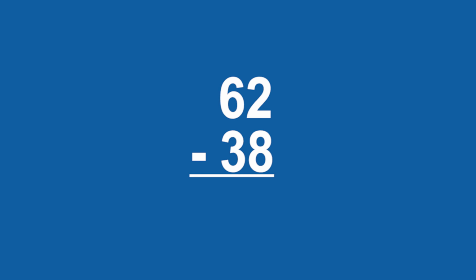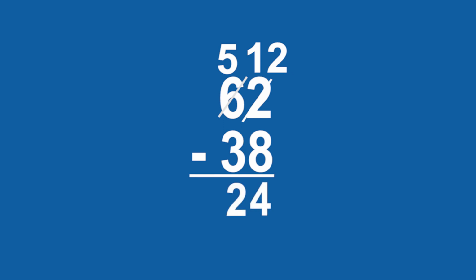To borrow from the 6, I'm going to cross out my 6 and make it a 5. And then add the 10 that I took to the top of the ones column. 10 plus 2 equals 12. This is my new number that I need to write in the ones place. Now I can solve the problem and I have also shown my work. 12 minus 8 equals 4, and then 5 minus 3 is 2, giving us 24 as our answer.